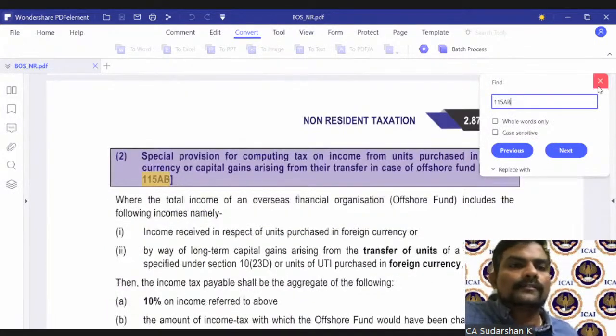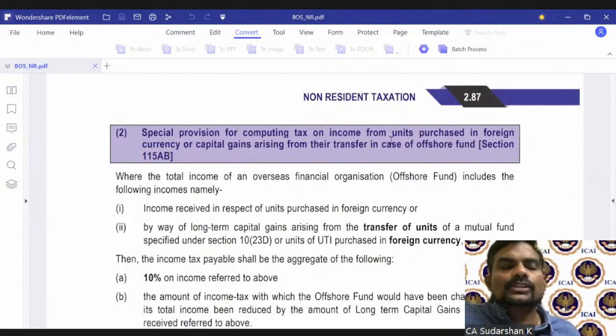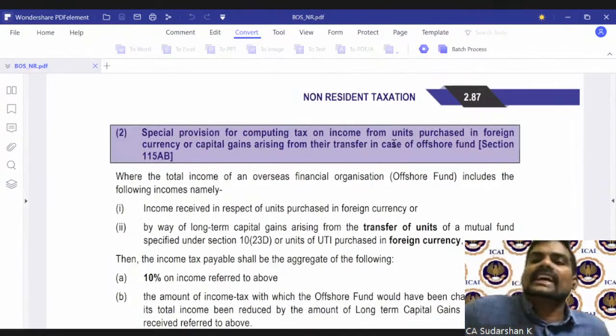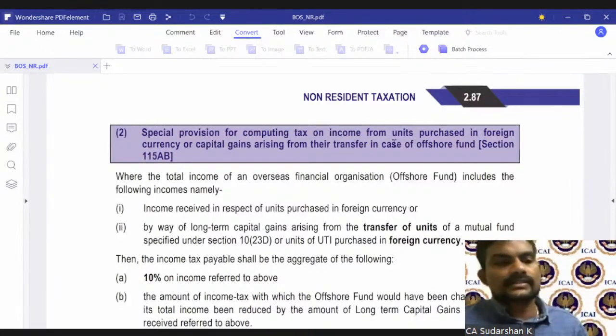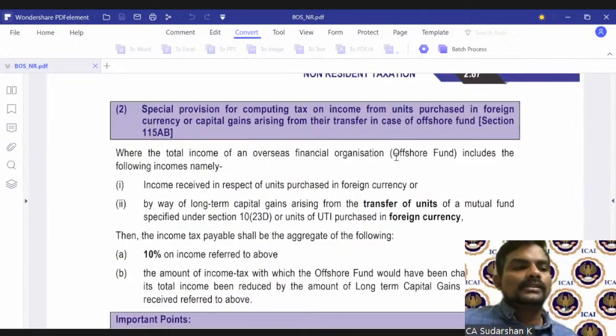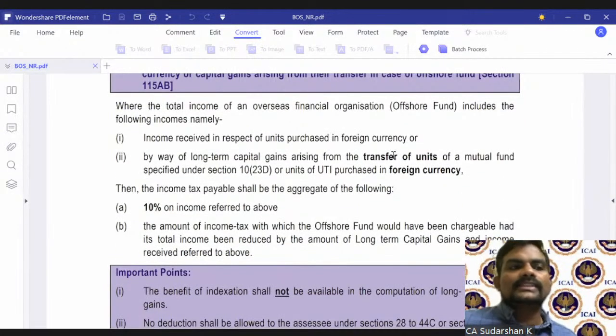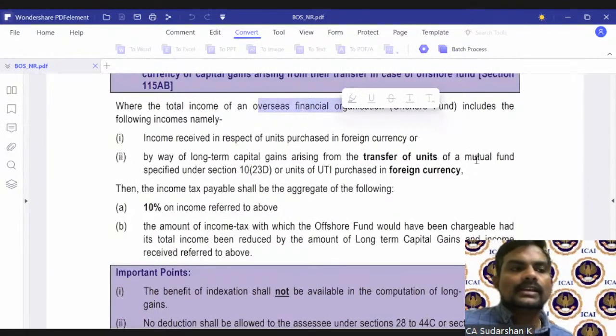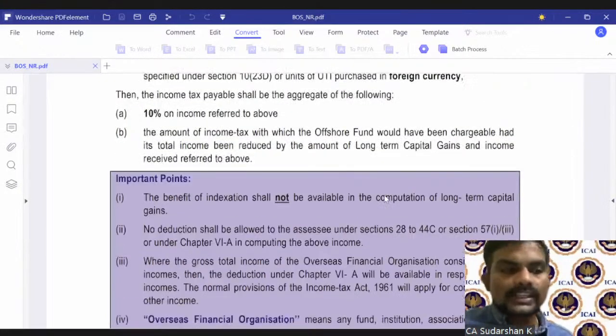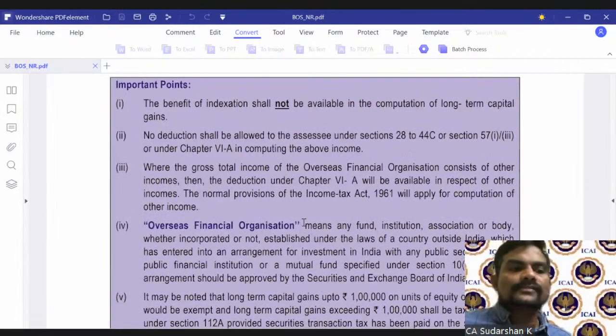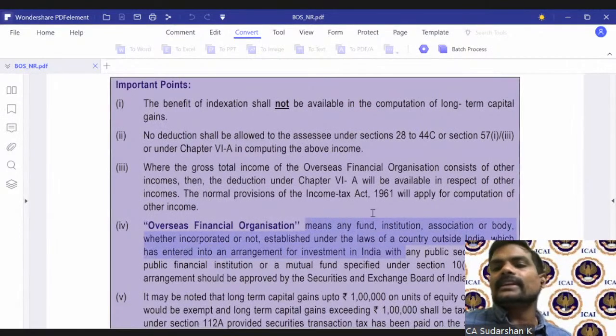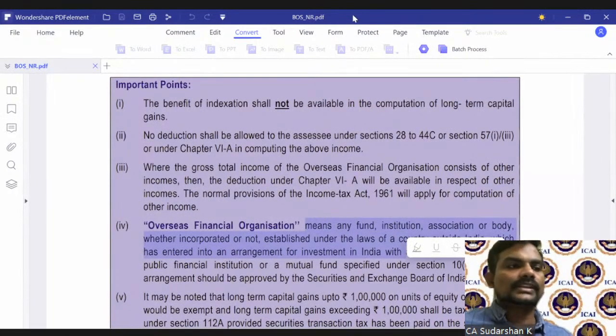If you look at 115AB, special provision for computing. As I mentioned to you, chapter 12 talks about how to determine tax in certain special cases. So, offshore fund: as the name says offshore, it has to be an overseas financial organization. And if it gets any units or long-term capital gains in foreign currency, for these specific overseas financial organizations, there will be a taxable rate of 10%.